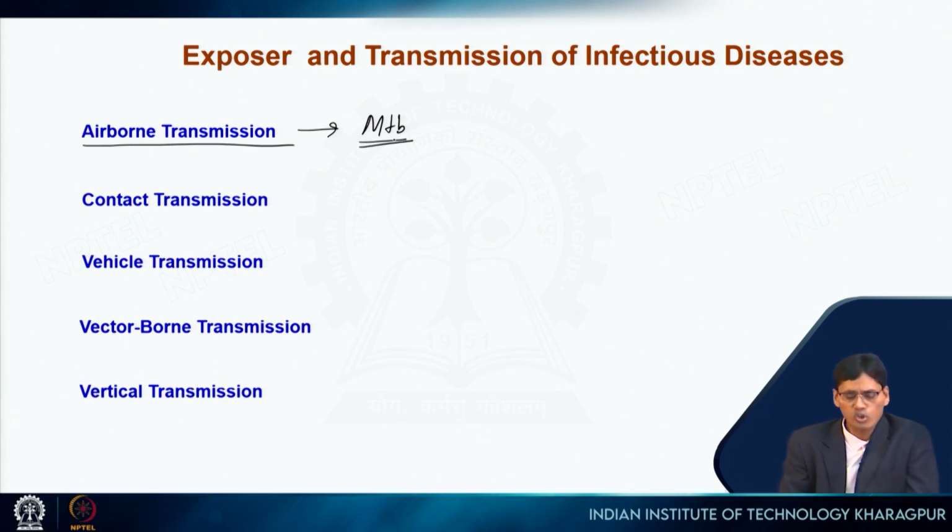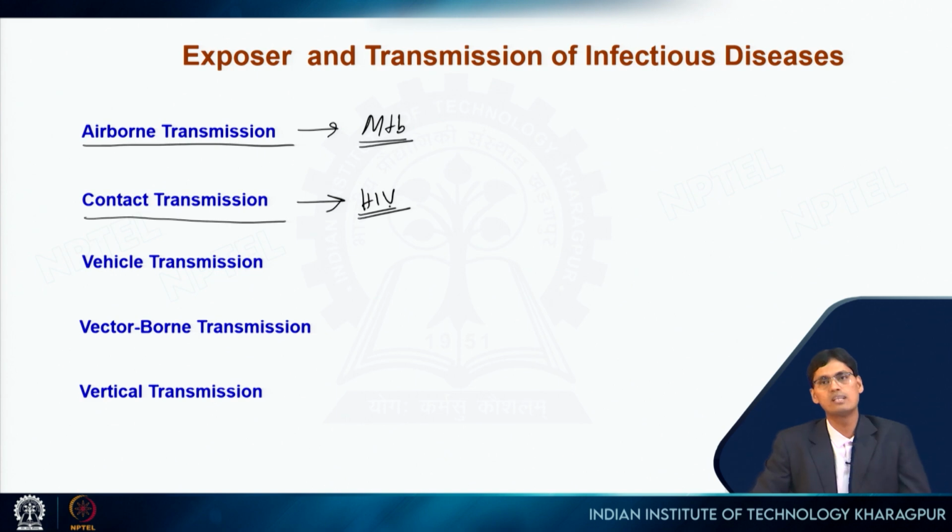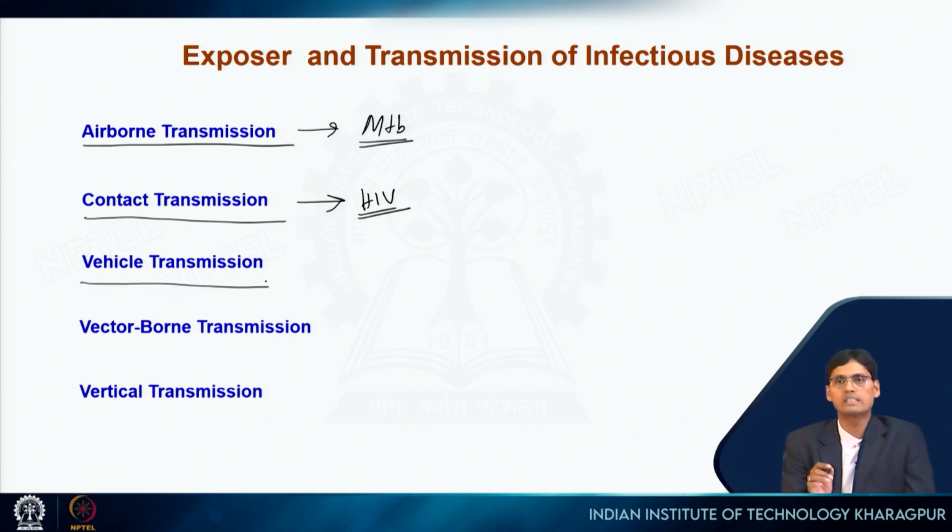Then contact transmission is direct contact, for example HIV. This is direct contact transmission of the human immunodeficiency virus, because of sexual contact, for example. Similarly, syphilis also happens because of contact transmission, right? There are many diseases like that. Now, vehicle transmission: some pathogens are present on some kind of object that is used by many people, and that way some disease can be carried over.